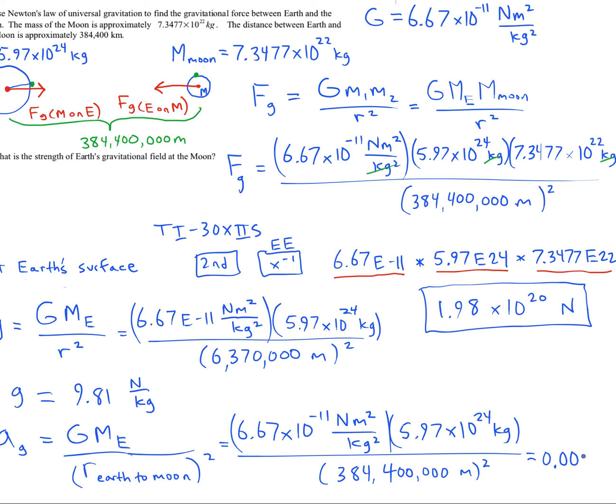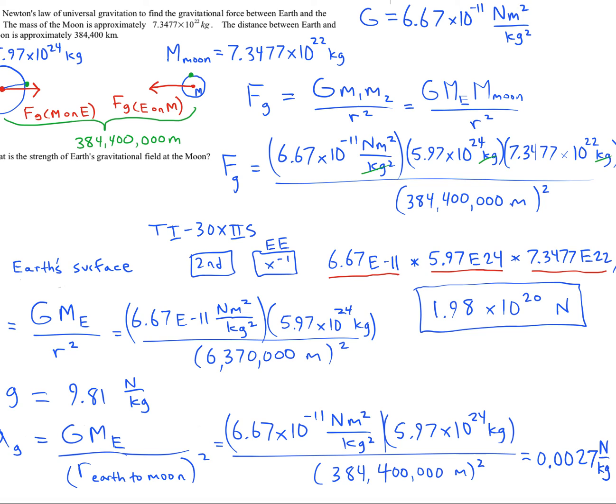We get 0.0027 newtons per kilogram. Notice that when we use this version of the formula, we don't put a second mass in there because it's about how many newtons a mass would feel if it was there in the field. And also, the kilograms squared cancels with kilograms. That leaves us with 1 kilogram in the denominator. And we now have what's called our gravitational field strength out at the Moon.